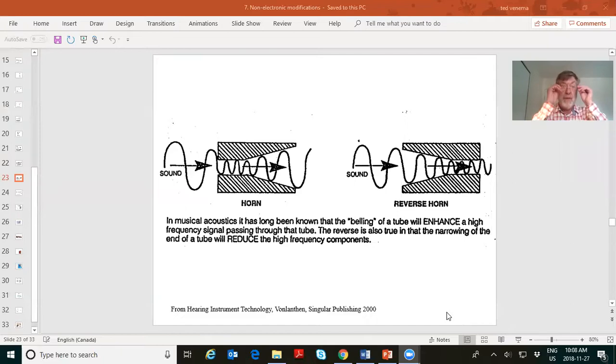So horns were a very cheap way of increasing the treble frequencies of a hearing aid. And most people have trouble hearing treble, right? Most hearing loss is worse in the high frequencies than in the low frequencies. So horns provided a, look at this, on the left, increase the highs. If you talk backward into a horn, into the wide end, you reduce the highs.